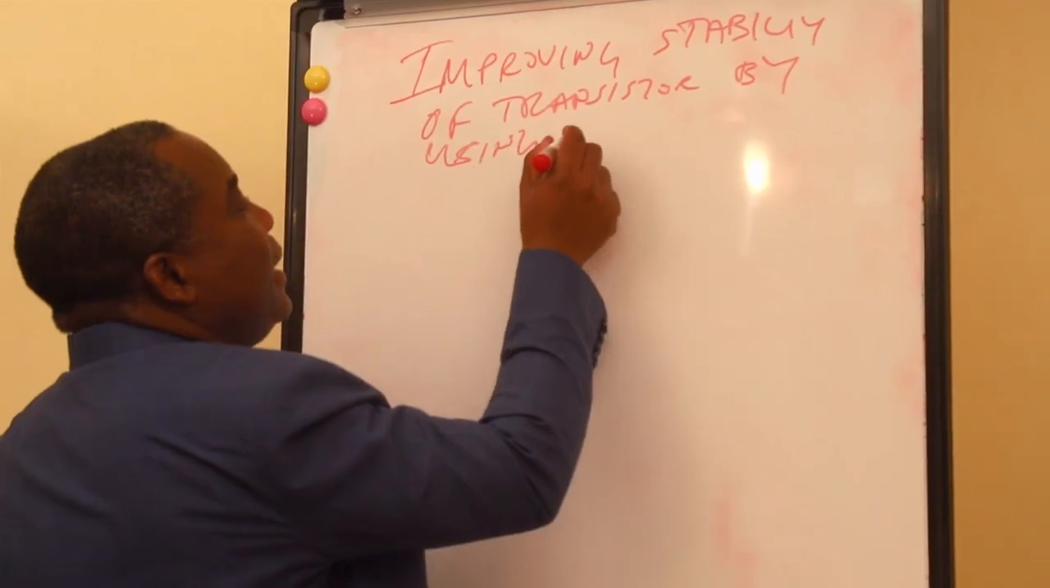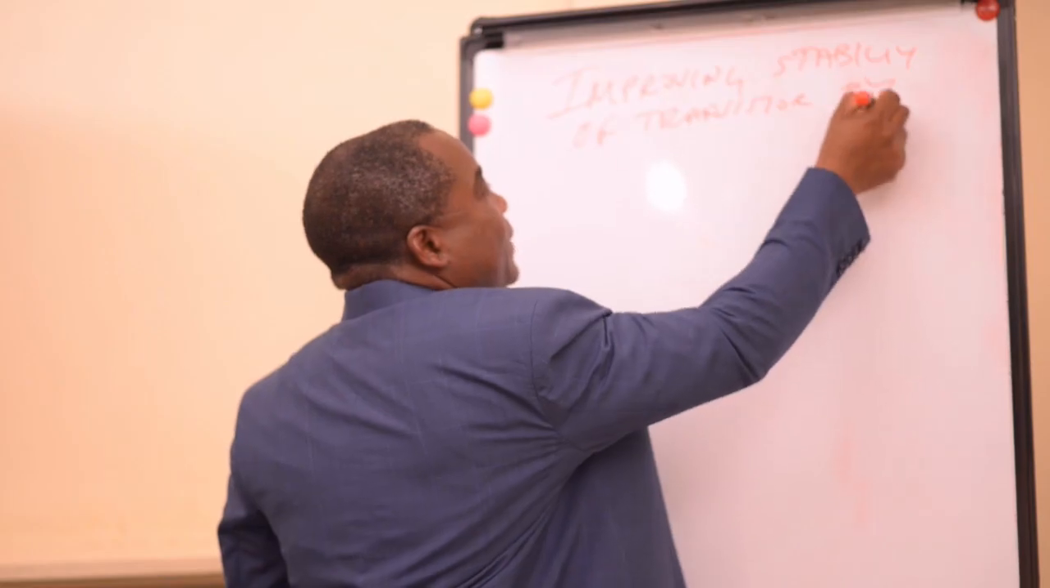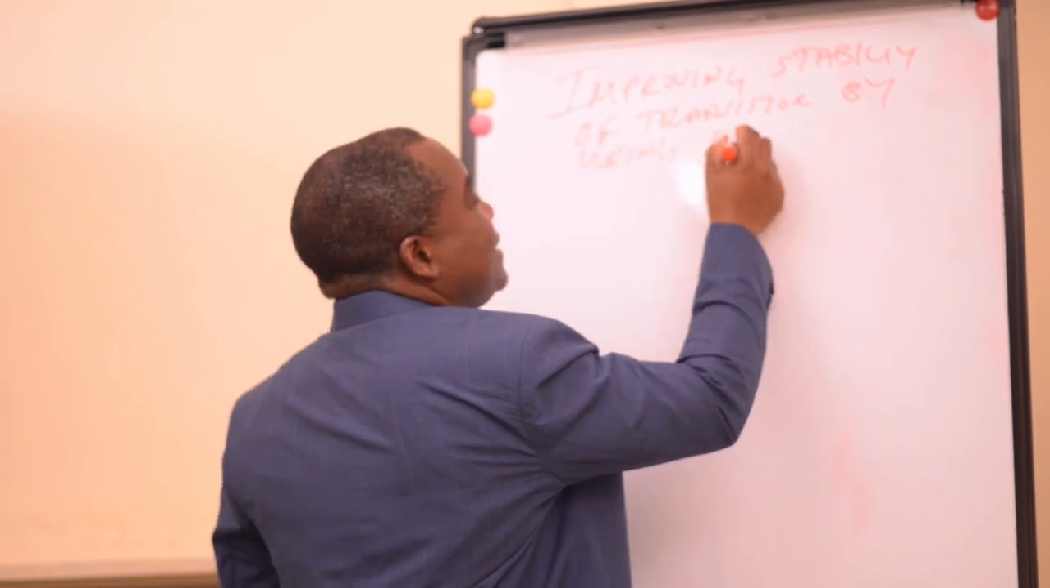But basically, we learned that a transistor should operate in an active mode because we need the shape of the input signal to be the same as the output signal. So the shape should be the same, no distortion. But in a saturation case, we have those distortions. And today, in lesson 7, we'll learn how an emitter resistor can improve stability in a transistor. Today's lesson is improving stability of a transistor by using an emitter resistor.